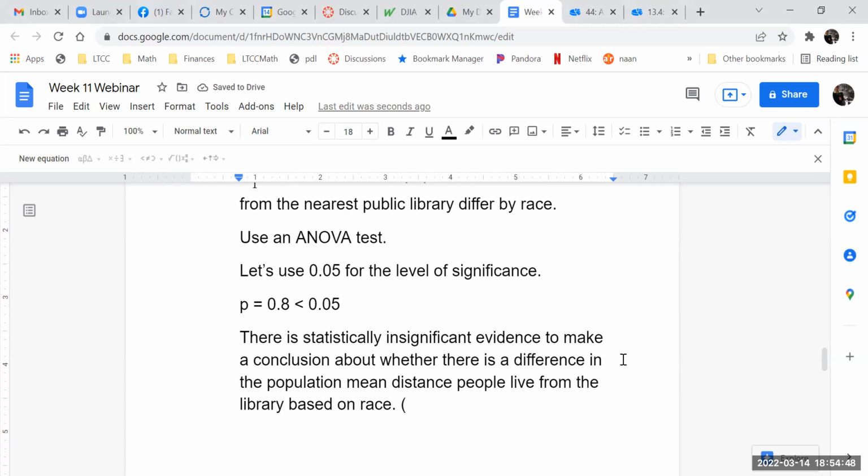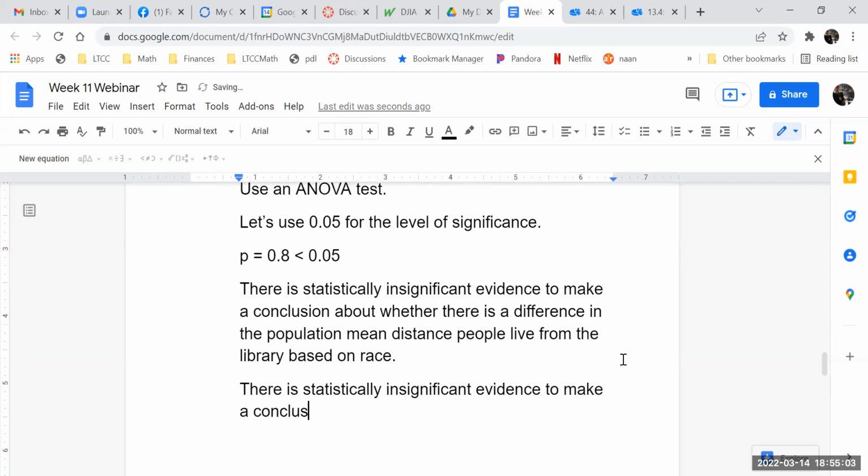Another way of saying it is there is statistically insignificant evidence to make a conclusion about whether race is a factor in distance to the library. Any questions on that? Those are equivalent, but I figured I should show you the way a lot of people say it.